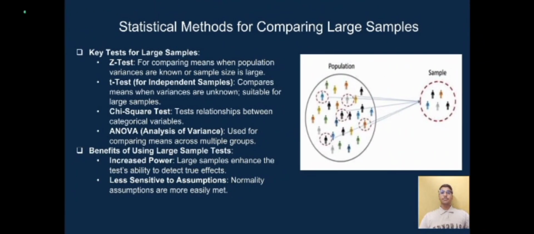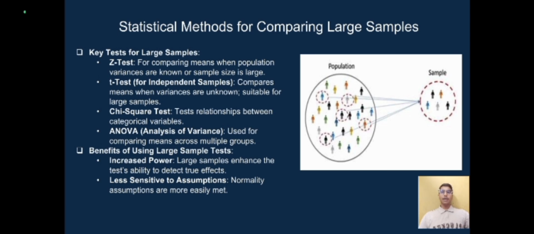Now let's discuss the major statistical tests used in large sample comparison. The first one is the z-test, useful for comparing two means when we know the population variances or when the sample size is large. The second one is the t-test for independent samples, ideal when variances are unknown and for large samples, as the t-distribution approaches the normal distribution as sample size increases. The third one is the chi-square test, which helps determine the relationship between categorical variables, often used in survey data analysis or categorical consumer behavior analysis.